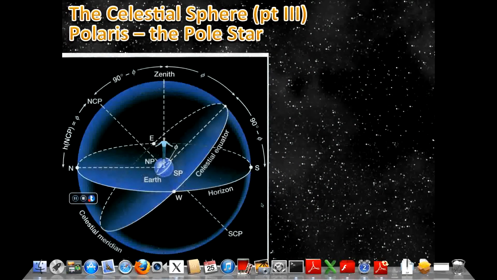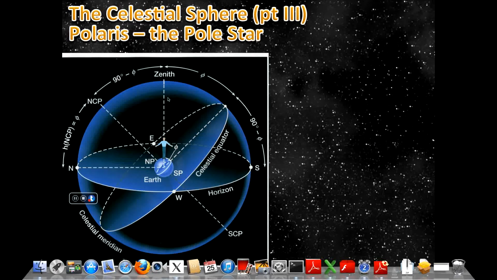Now let's consider the pole star. So here we have another Earth. We have another man standing at a different location. This time he's at 45 degrees, so that's approximately the same latitude as Minnesota, and he's even less to scale than before. We can see the celestial sphere.